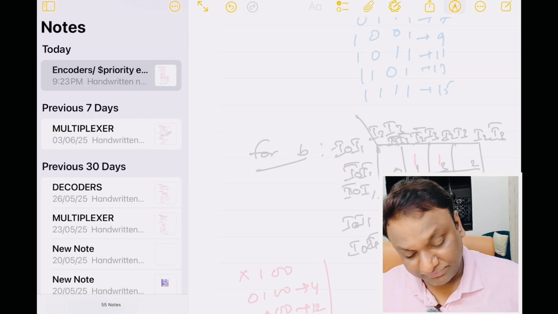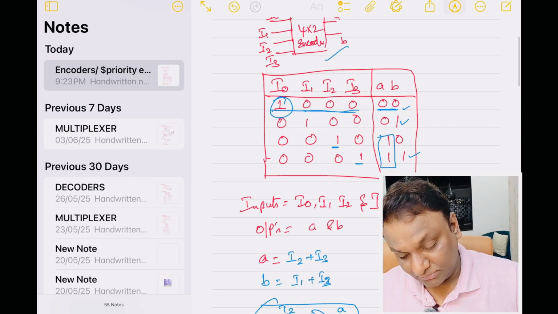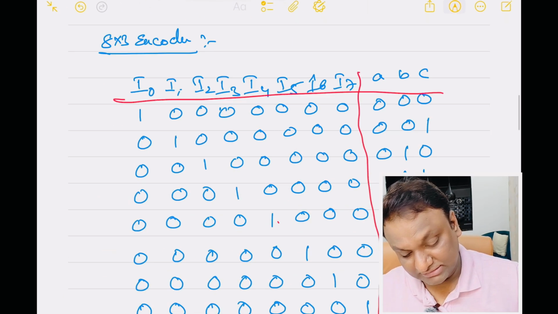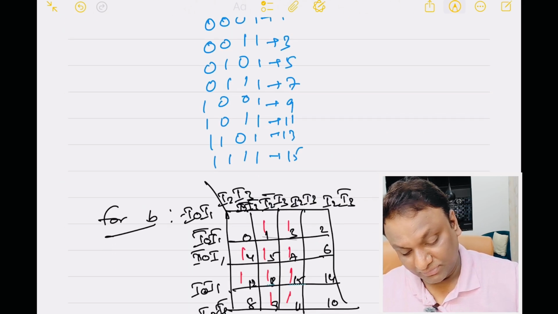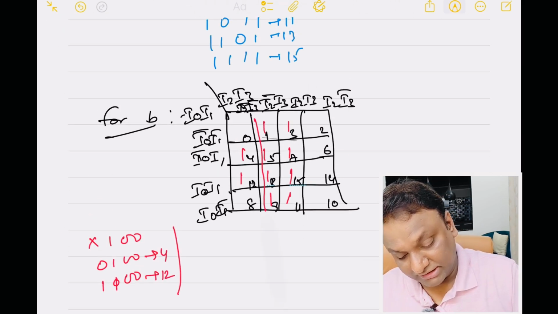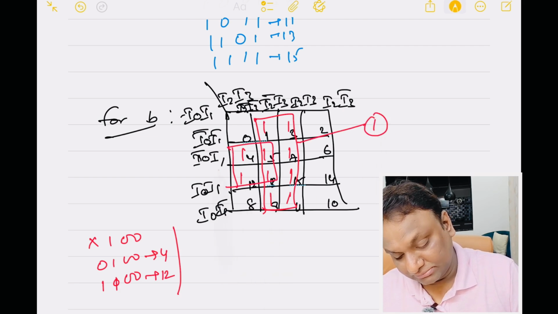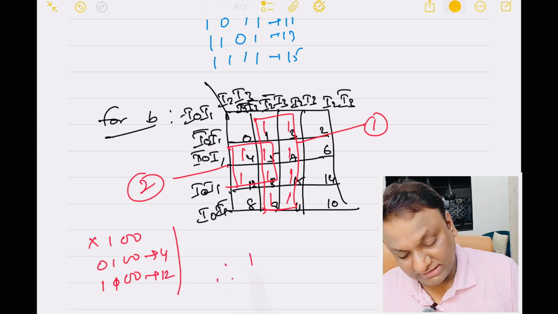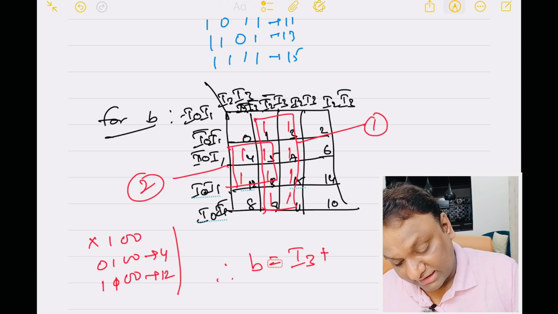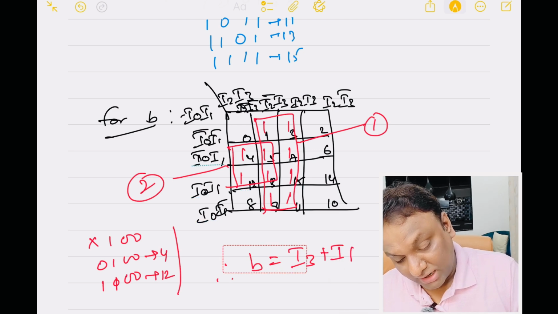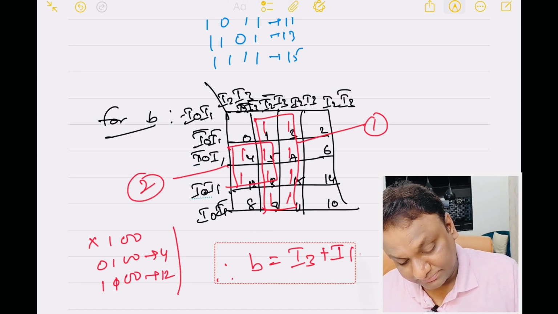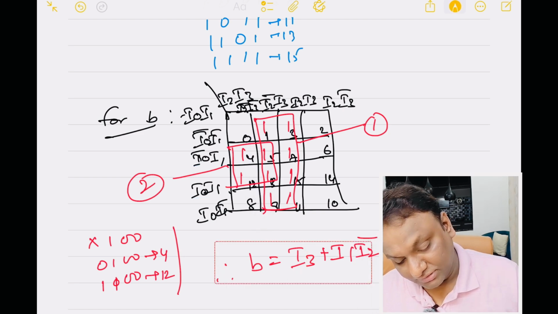So what is it that I get here? Again, I have an octet here and I have a quad. Okay, therefore B is equal to the output equation. This is I3 for the octet, and for the quad this is I1 and this is I2 bar. So this is the output equation.